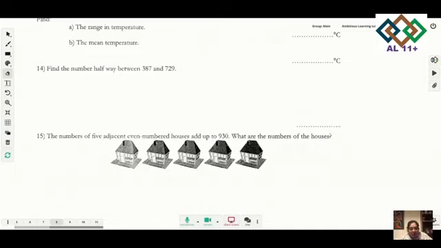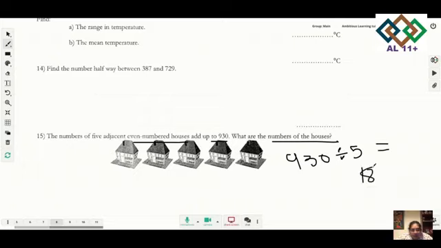So we are on number 15 now, and they're just saying in this one, the numbers of 5 even-numbered houses add up to 930. So you add all the houses up, and you just need to divide it by 5. 930 divided by 5. And then you will get an easy answer. That's 186. I'm just writing the answers so you guys are still looking at them.